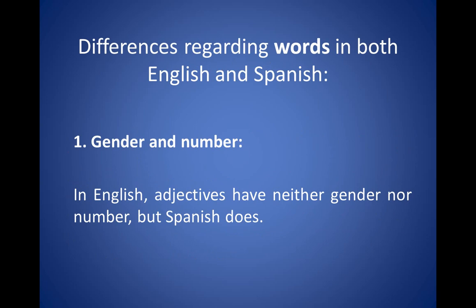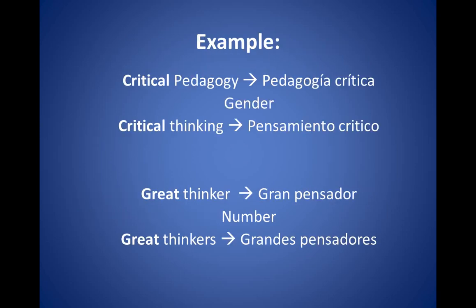Differences regarding words in both English and Spanish. 1. Gender and number. In English, adjectives have neither gender nor number, but in Spanish they do. Example: critical pedagogy, pedagogía crítica; critical thinking, pensamiento crítico; great thinker, gran pensador; great thinkers, grandes pensadores.